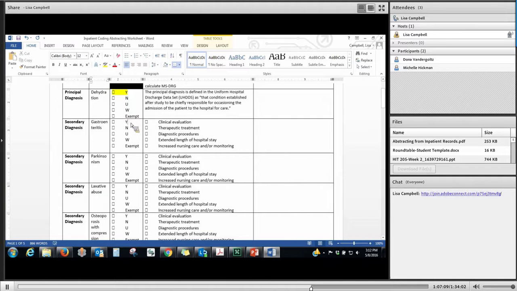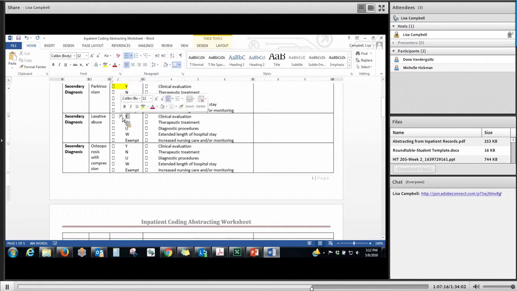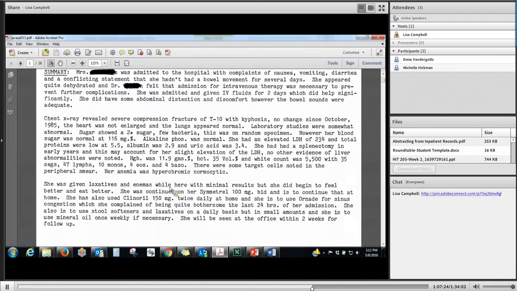Oh, I also have to say, is it POA? So I'm going to say yes for the Parkinson's, yes for the gastroenteritis, yes for the laxative abuse, yes for the osteo. Okay, let's see what else they got going on here. Now, they mentioned that she had an elevated LDH, total proteins were low, and then they also mentioned that she had a splenectomy in the early years, and this may account for the slight elevation of the LDH.